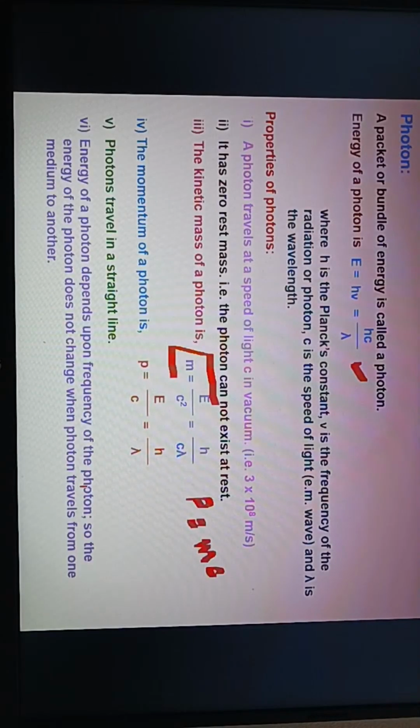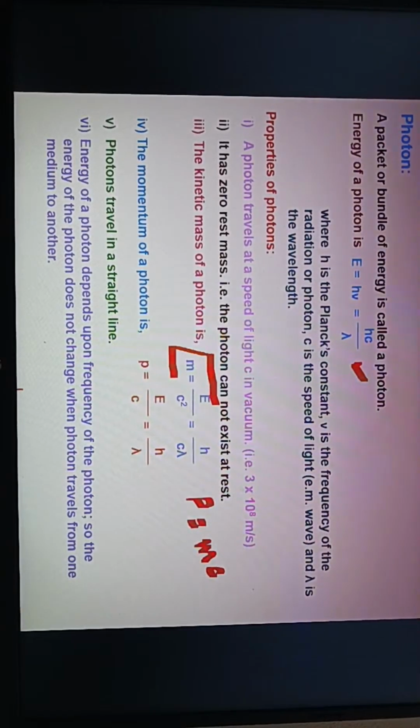Photons travel in straight line. Energy of photon depends upon frequency of photon. So energy of photon does not change when photon travels from one medium to another. So, what quantity does not change? Sir, the frequency does not change, so energy of photon does not change. This is what we have done in your ray optics. In refraction, I told you, frequency does not change when it goes from one medium to another medium. Next.